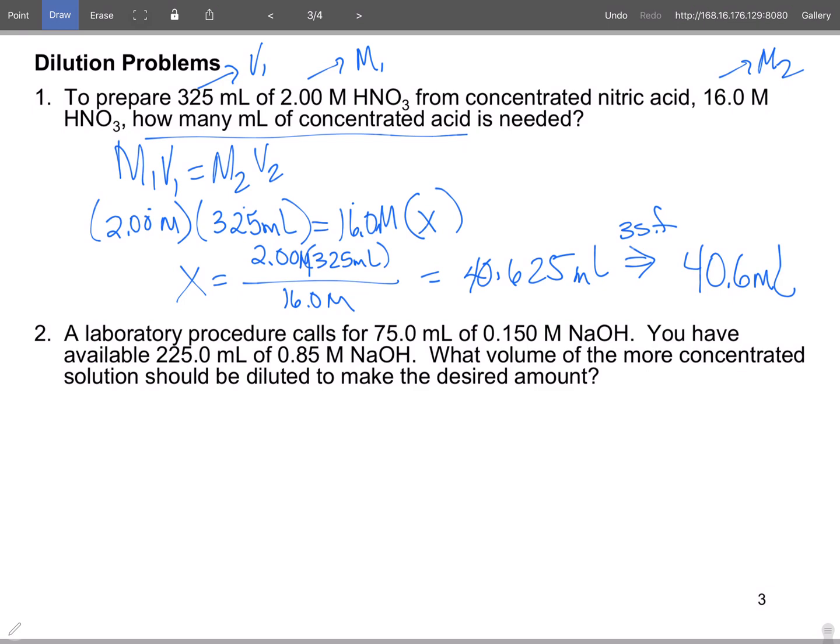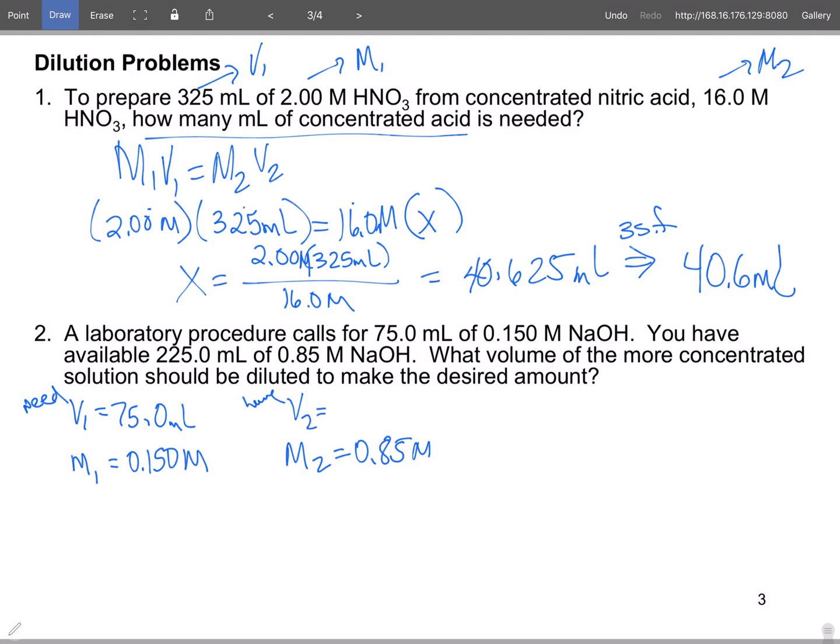Okay. 2, a laboratory procedure calls for 75 mils of 0.150 molar. So V1 is 75.0 milliliters. M1 is 0.150 molar. You have available 225 milliliters of 0.85. So that's what you need. What you have is 0.85 molar here, volume 2. Do you put the 225 in?